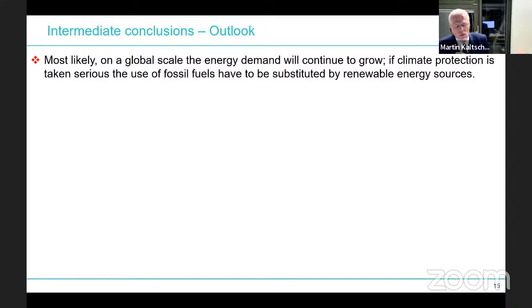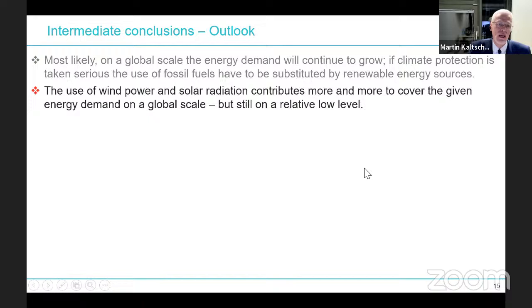It is a development which we have seen the last 150 years, so there is no reason that we expect that this will not be the case. And if climate protection is taken seriously, and from my personal point of view as a scientist, I think we should take it quite seriously, the use of fossil fuels has to be substituted by renewable sources of energy.